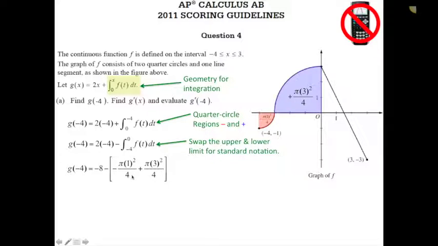So here's the red quarter circle, pi r squared divided by 4. It's negative because it's red, it's beneath here. And here's the blue region, pi radius squared divided by 4. It's that quarter circle up there in the positive region. And then as we simplify this, we get -8 minus, and this whole thing is 2 pi. And then we just leave the answer as that.